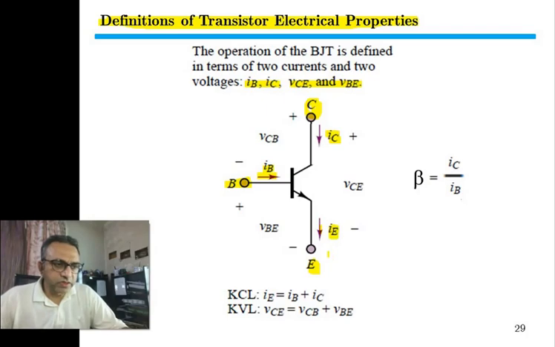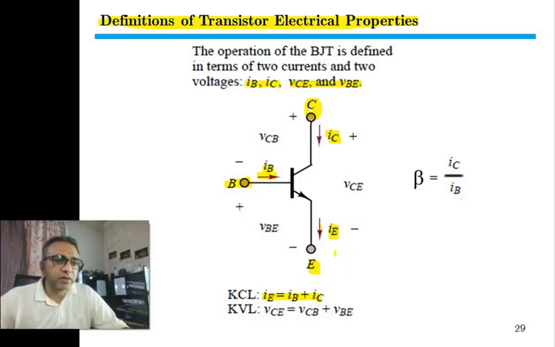The first electrical property is that IE is equal to IB plus IC. This is IE. IE is the sum of base current and collector current in simple terms. We can apply Kirchhoff's current law and we can find that the emitter current is always the sum of base current and the collector current.